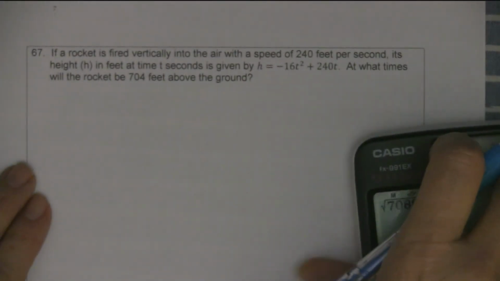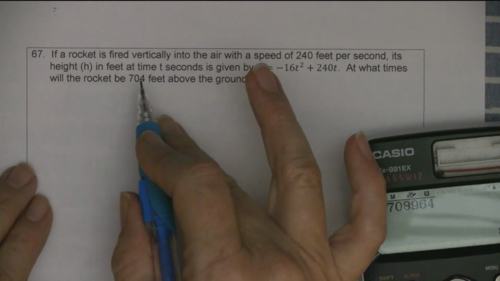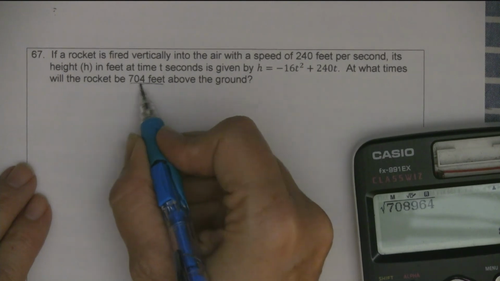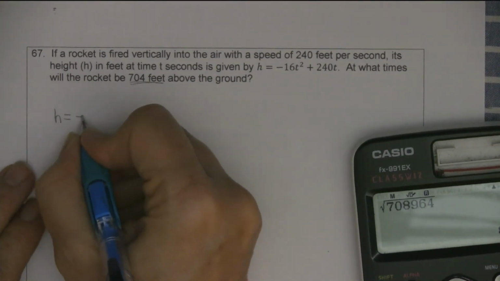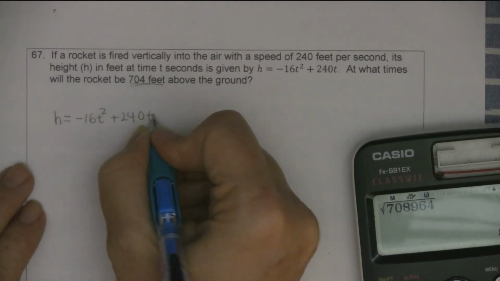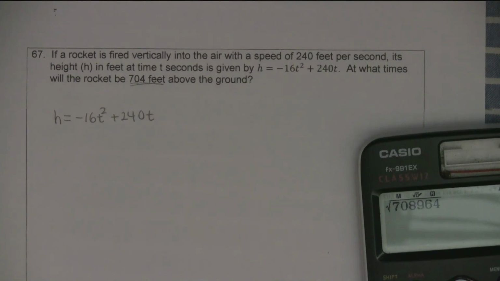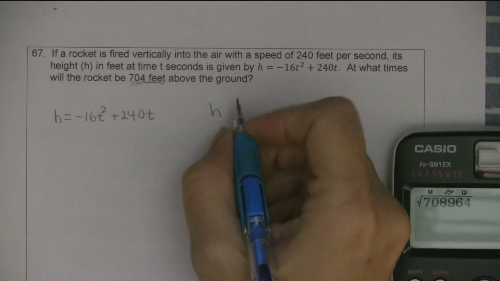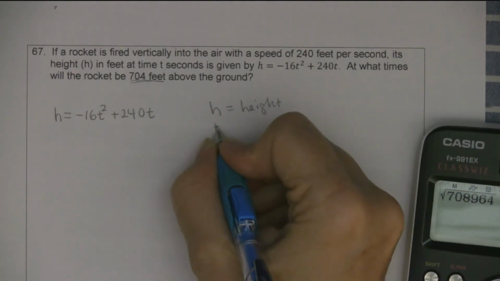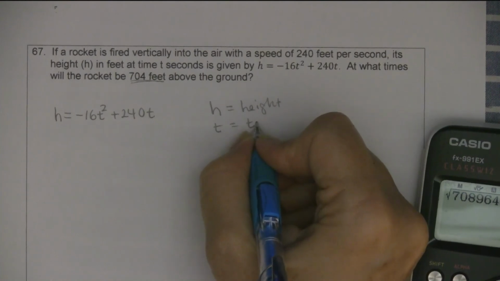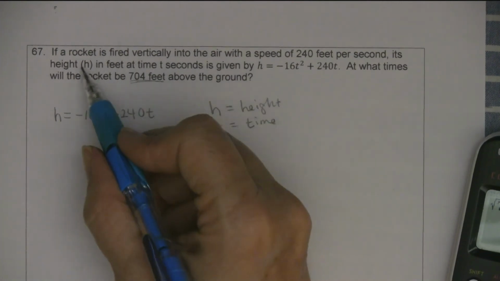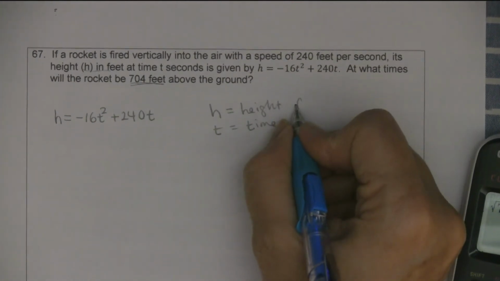Are you tired? At what times will the rocket be 700 feet above the ground? So when they talk about this right here, the formula they gave me was h equals negative 16t squared plus 240t. And when they gave me that, they told me what h stood for. H stood for height above the ground, and t stood for time, and the time was in seconds. In fact, they told you that the height would be in feet somewhere right here. The height is in feet.